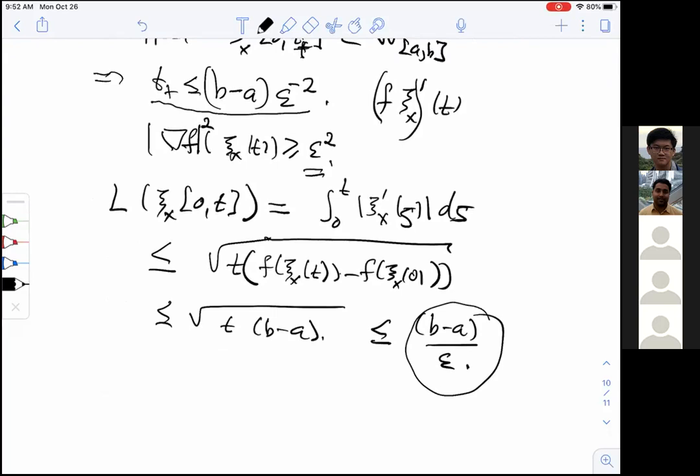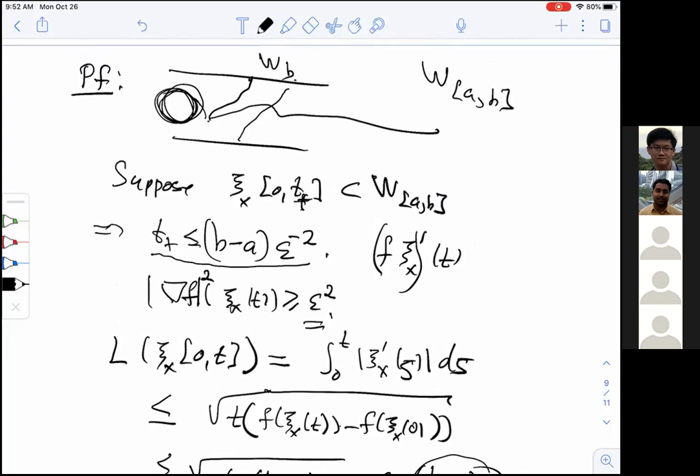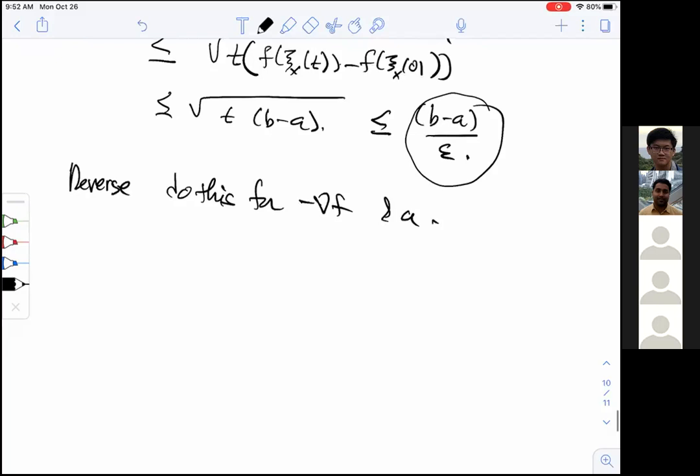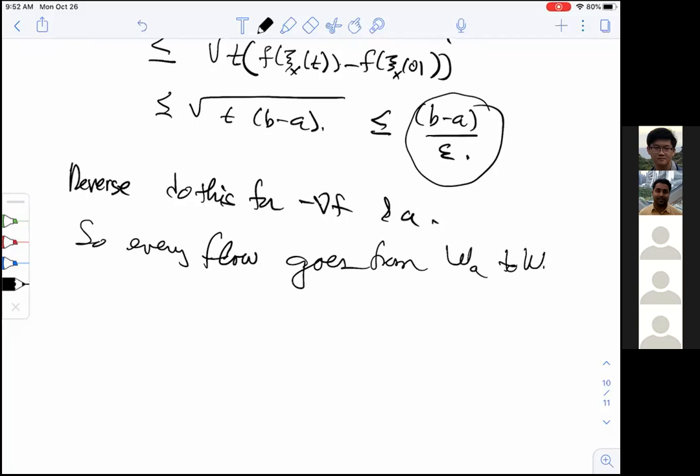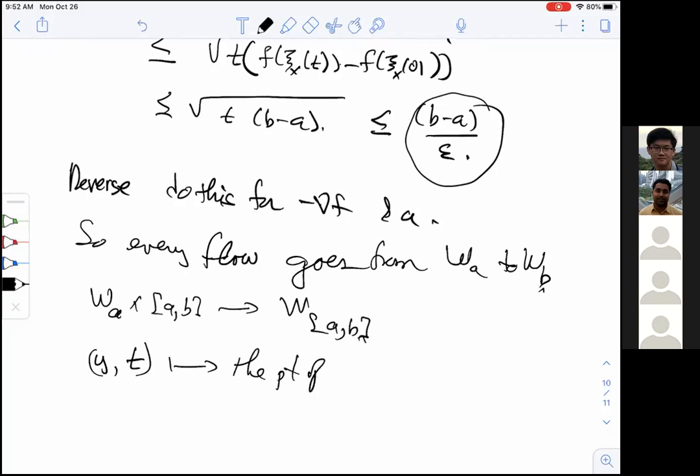The same thing happens. So just reverse the argument and do this for minus gradient of f and a. So every flow line backwards, by the same argument, reaches W_A in finite time. So every flow line goes from W_A to W_B. And now you define a diffeomorphism, W_A cross [a,b] into W_AB, by sending y in here and t to the point on the flow line beginning at y where f takes value t.